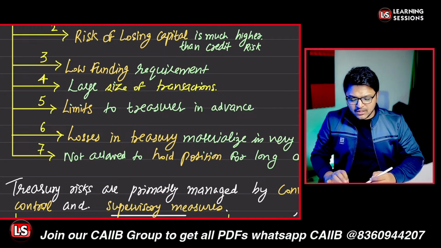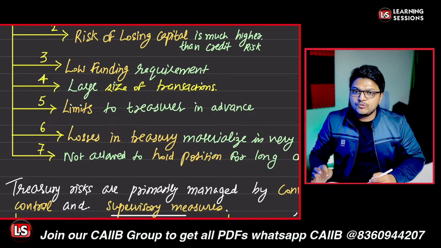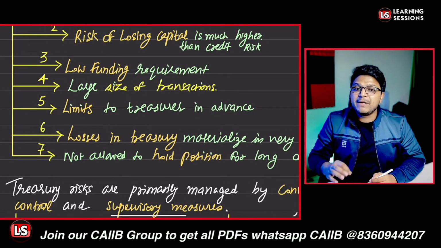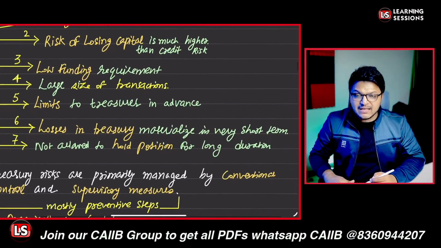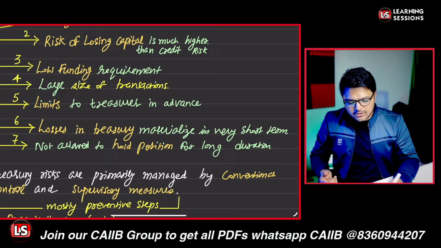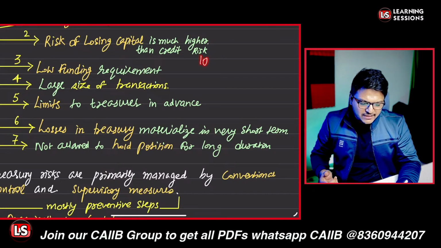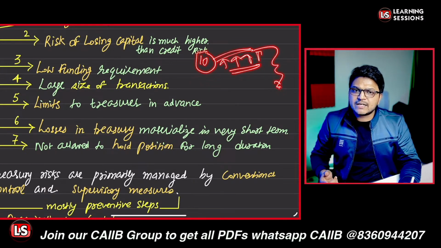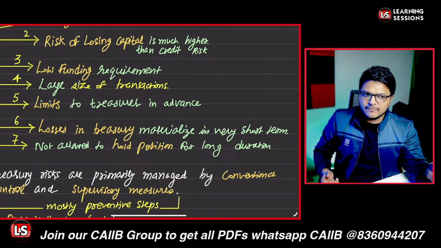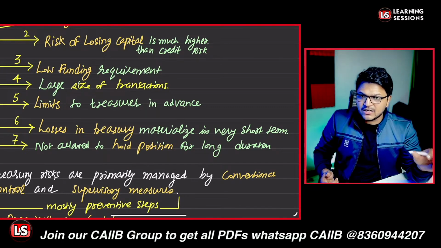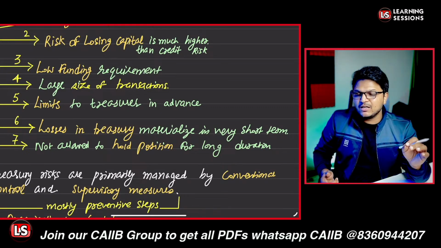And also the losses in the treasury are very materializable. Those can materialize in a very short term. Now in the case of a credit loan, when you have sanctioned a loan, let's say 10 crore, you might receive some repayment over 3 months, 6 months or 12 months, and after that the default starts to occur. But in the case of the treasury, there may be a rapid and very short term loss, right? That's also a very huge concern.